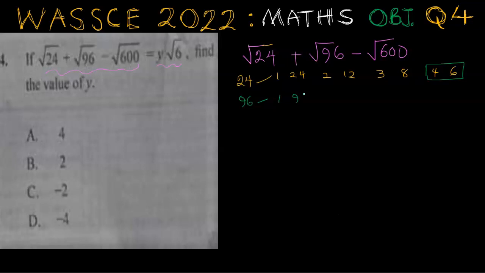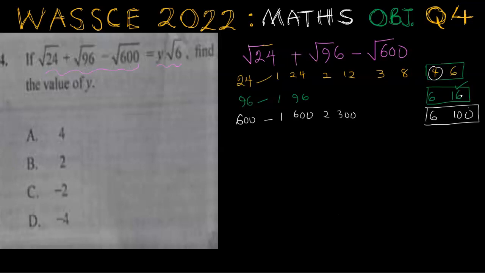If we start with 1 and 96, of course, this is not going to be useful. We can use 2, we can use 3, but the one that's going to be most useful is 6 and 16, because 16 right here is a square number, so we are going to go with this pair. And finally, 600. Of course, we can do 1 and 600, 2 and 300, and so on and so forth. But the most useful one would be 6 and 100, because 100 is a square number. By square number, I mean the number whose square root is whole. The square root of 4 is 2, the square root of 16 is 4, the square root of 100 is 10.